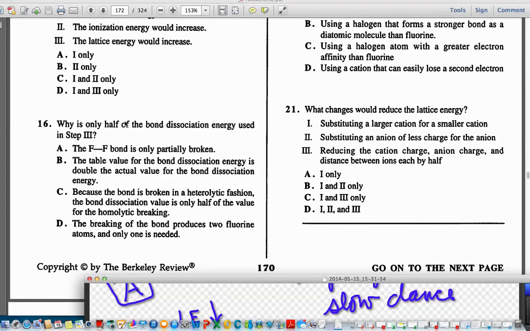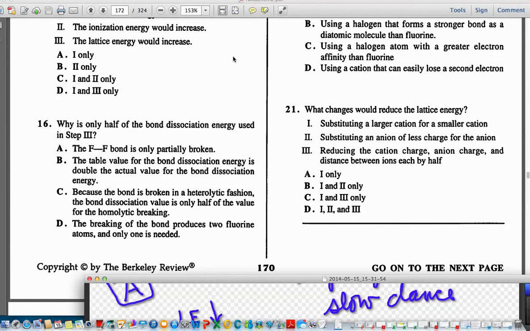I would answer D. It's the most practical reason. You can't partially break a bond. That's silly. B. That's silly. Okay. C. It's not broken heterolytically. It's broken homolytically. D is the best answer.